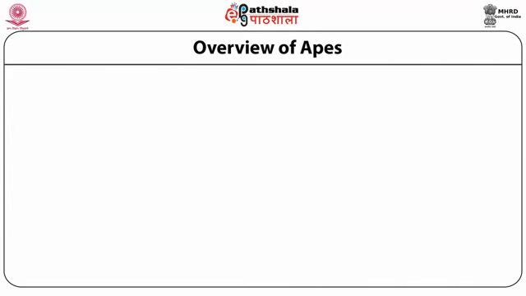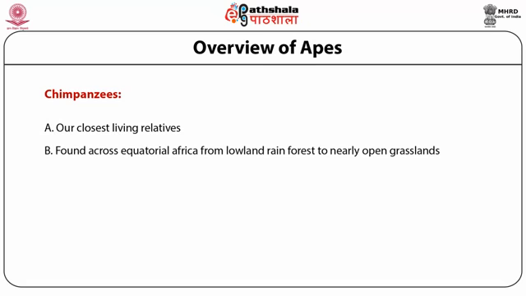Now let's discuss some of the important features of the chimpanzee. Chimpanzees are our closest living relatives. Man shares great similarities genetically with chimpanzees. They are extraordinarily adaptive animals found across equatorial Africa from lowland rainforest to nearly open grassland. Males weigh up to 68 kg and females are about 10 to 50% lesser than the male.